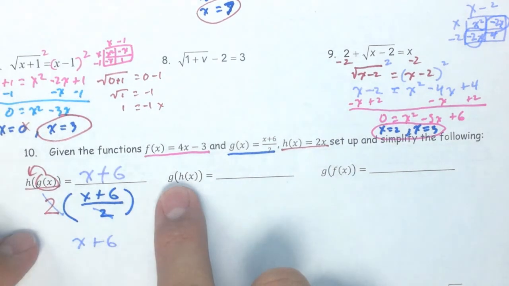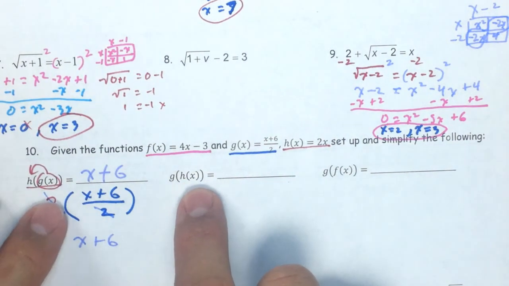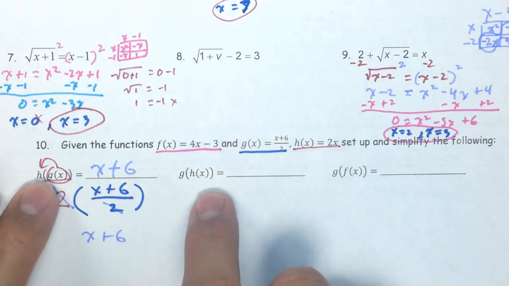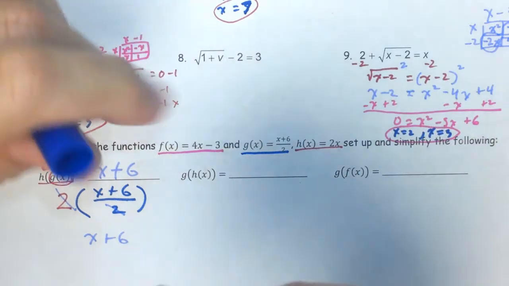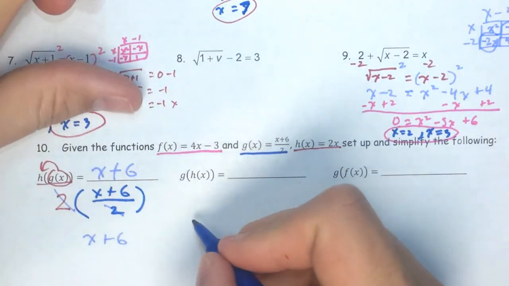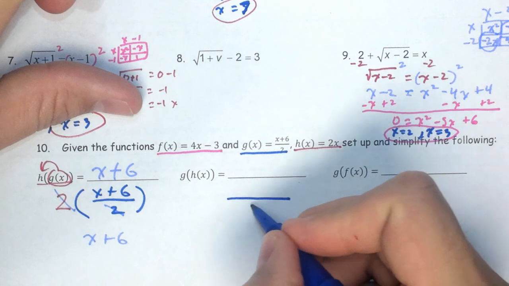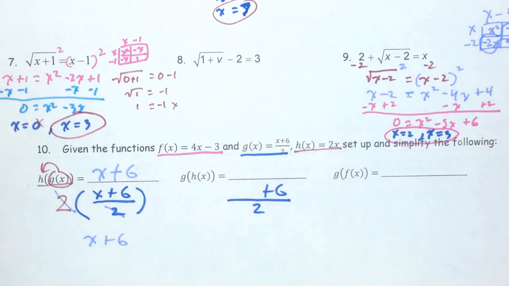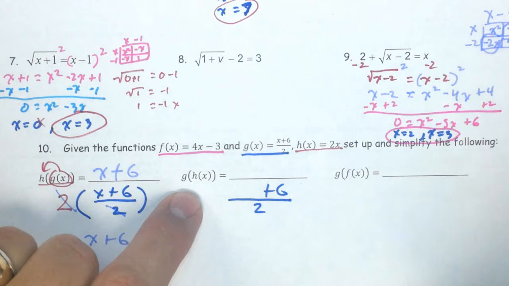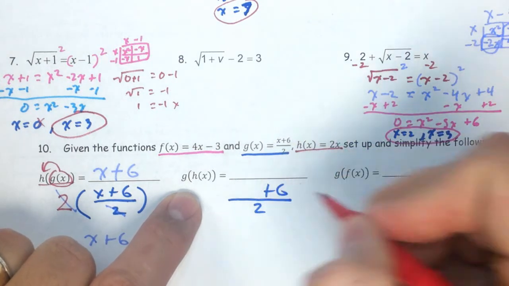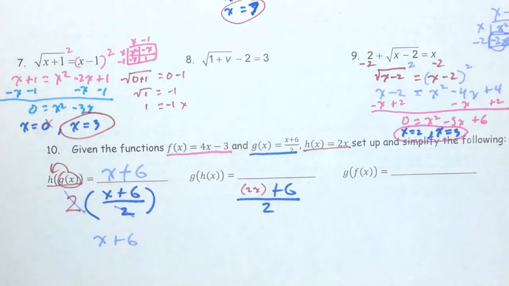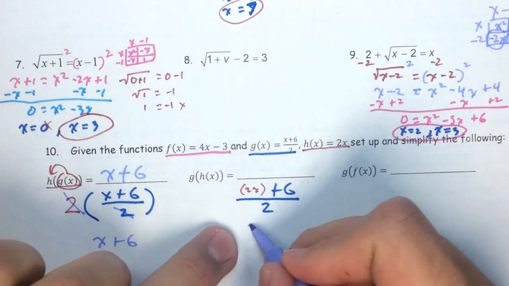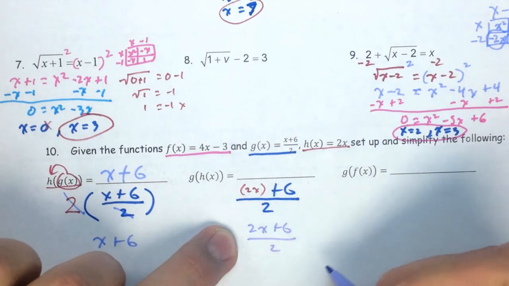Now let's try g of h of x. So it's like the first one, except I'm switching them. So I'm actually going to start with the g on the outside. So I start with my x on top, which is h in this case. So I'm going to take this 2x and put it in there. So I have 2x instead of x there. And then I simplify it. 2x plus 6, that gets us 2x plus 6 divided by 2.